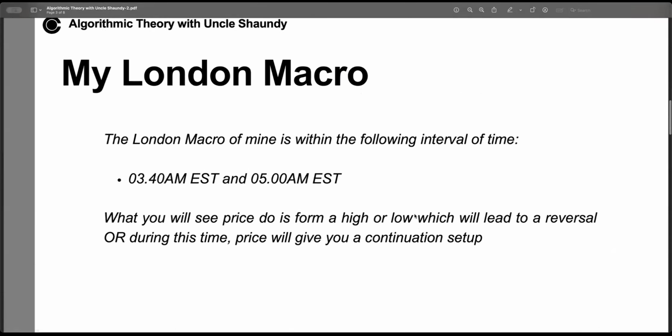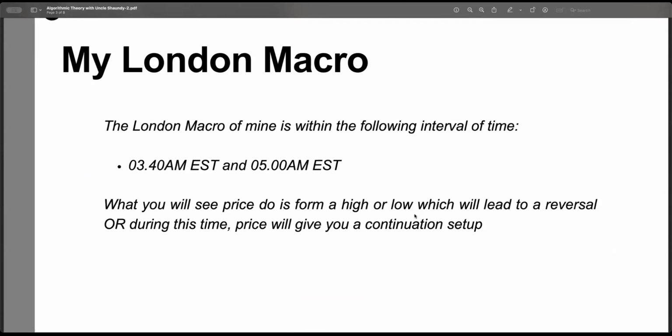The London macro of mine is within the following time interval, which is 3:40 a.m. Eastern Standard Time and 5 a.m. Eastern Standard Time. What you will see price do during this time interval is it will form a higher low, which will lead to a reversal, or during this time, price will give you a continuation setup.